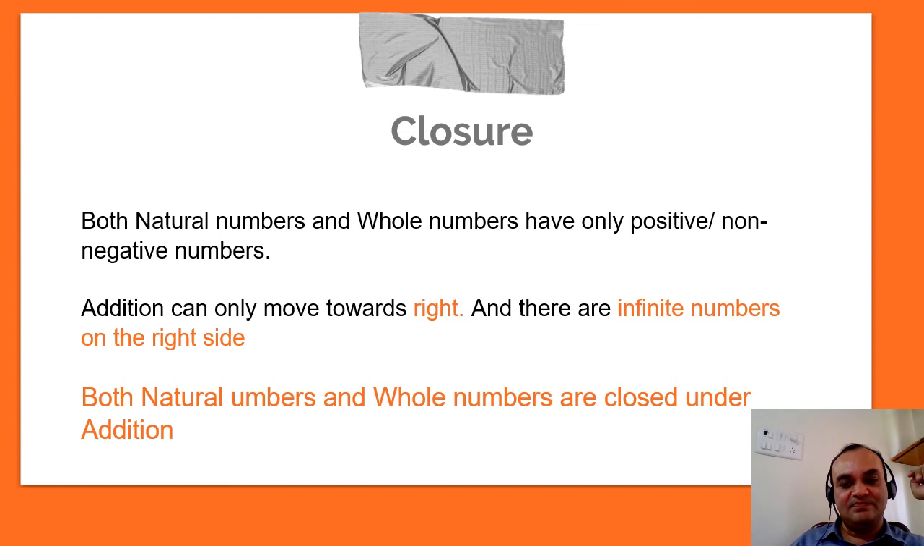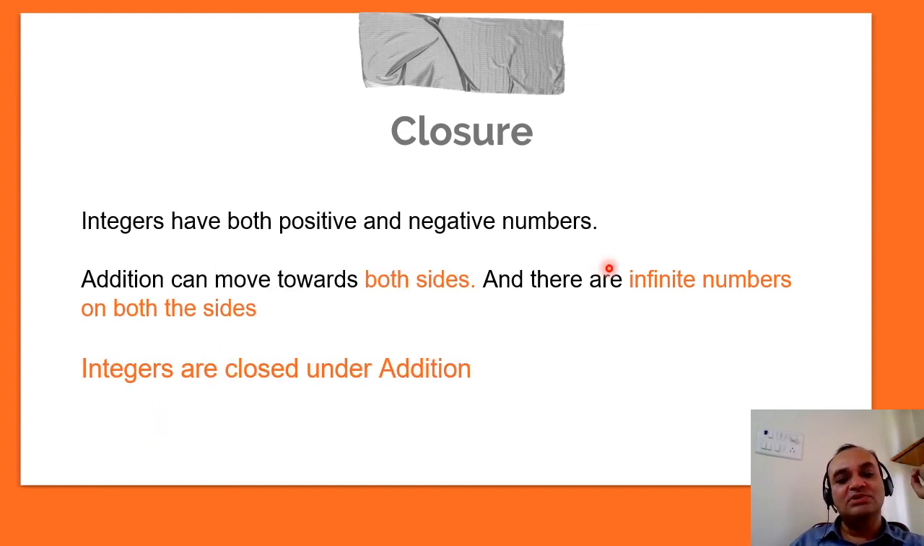What about integers? Integers have both positive and negative numbers. So by addition, you can't guarantee that you will always move in the increasing direction, because when you add a negative number, we actually move in the negative direction. But for integers, we have infinite numbers on both sides, the positive side as well as the negative side. So there is no reason that we will run out of integers, whether we move to the right side or the left side. So integers are also closed under addition.